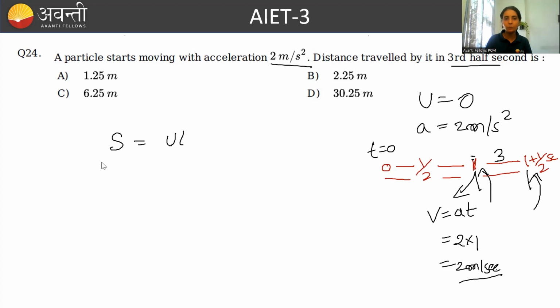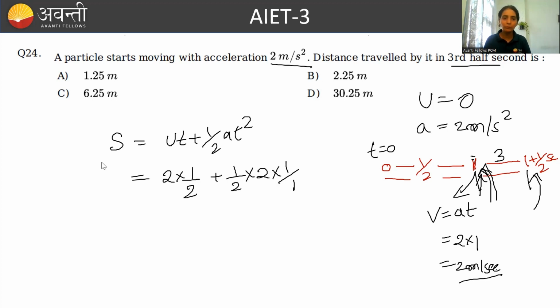It will be equal to ut plus half at square. So initial velocity here, now we are considering this as initial point. Done. So initial velocity is how much? 2. And time is how much? Half second, plus half into acceleration, which is how much? 2. Time is how much? Half second. So 1 by 4.